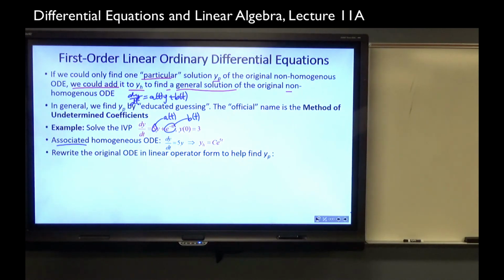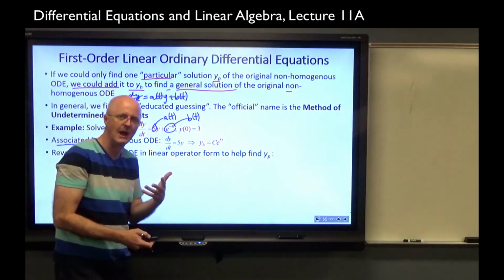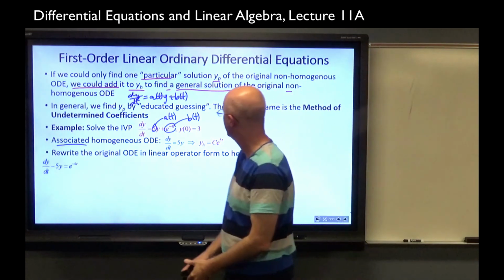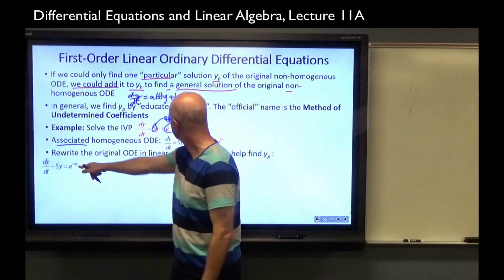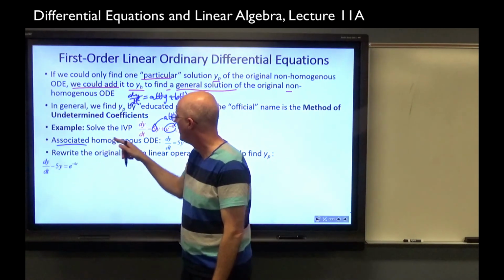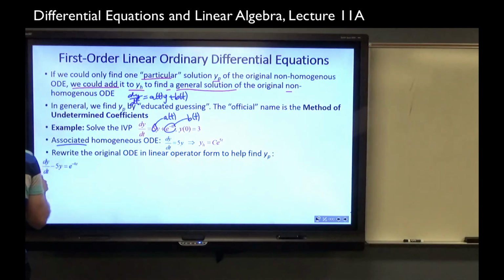Now let's rewrite the original ODE, this one here, in linear operator form. That's a nicer form to help us figure out what yp should be. I'll explain why here in a second. To go from here to here, subtract a of t, y from both sides. This is a linear operator form where you've got dy dt plus g of t times y equals something, equals b of t. The reason this is nice, another reason this is nice, actually, we talked about one reason it's nice already, is that it helps you guess what yp should be.